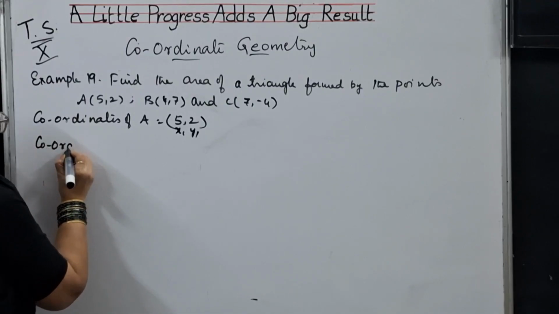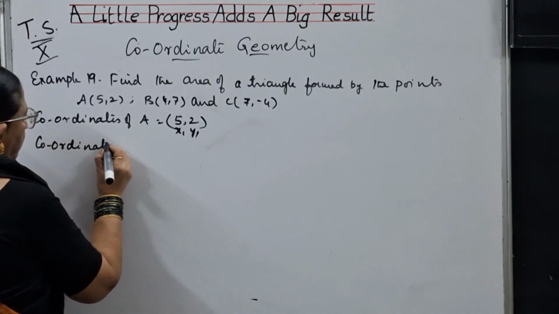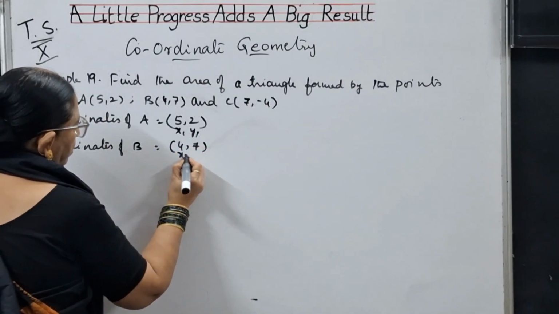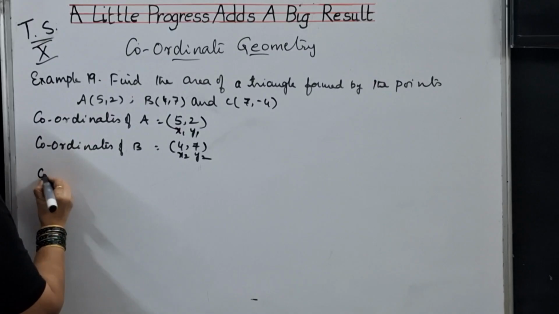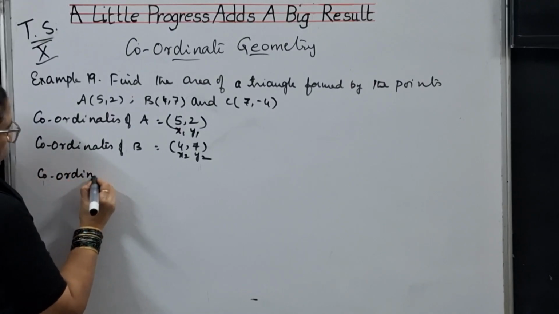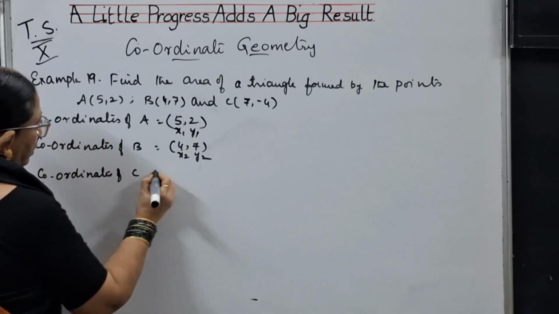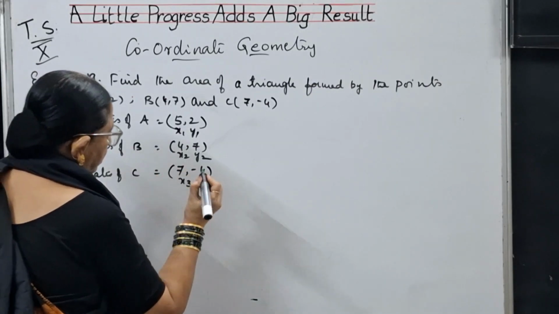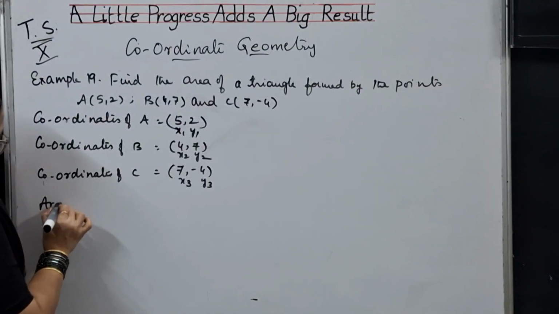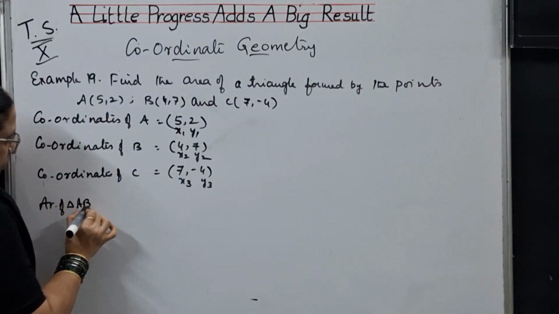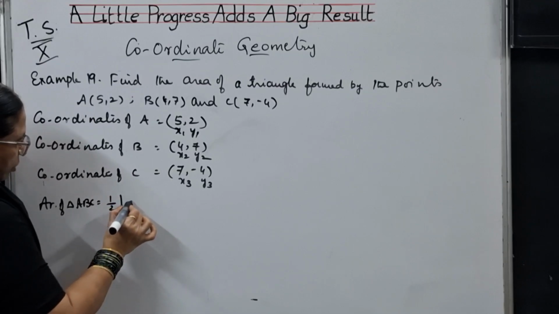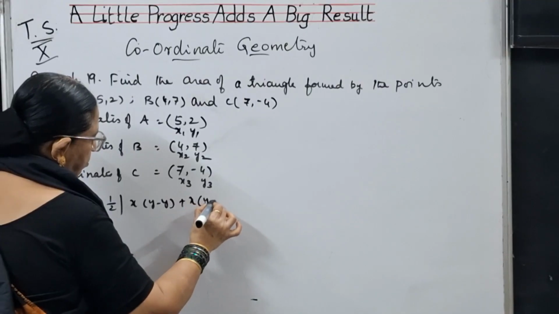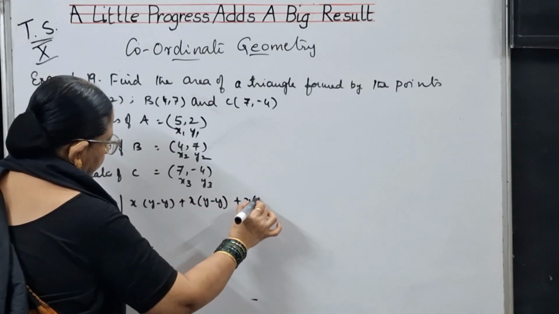And coordinates of B is equal to 4, 7, x2, y2. Coordinates of C 7, minus 4, x3, y3. So you need area of triangle ABC. Write the formula. Half modulus x1 into y2 minus y3 plus x2 into y3 minus y1 plus x3 into y1 minus y2.